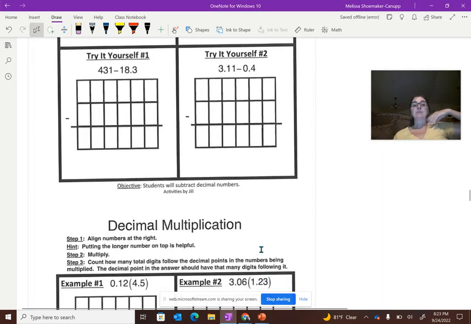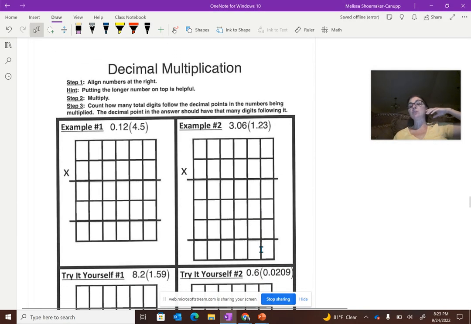The next thing I'm going to address in this video is if you will go to your math book and look for this page. What I like about this page is it gives you instructions at the top. Decimal multiplication. Align the numbers at the right. You don't have to line up the decimal. That was just adding and subtracting. Putting the longer number on the top is helpful.